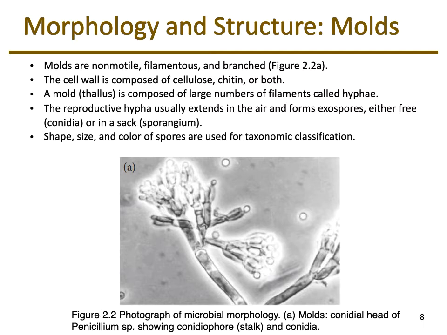And some of those hypha are reproductive, and so they extend out, and again, that's what you're seeing here. And then they can form exospores, and those spores can be released. And again, the spores can be used for identification because the shape, size, and color of them are unique to each species of mold.